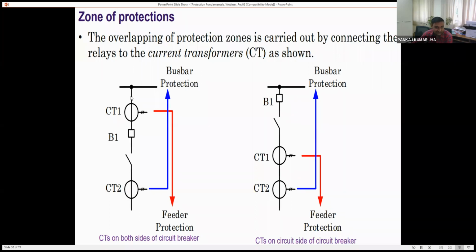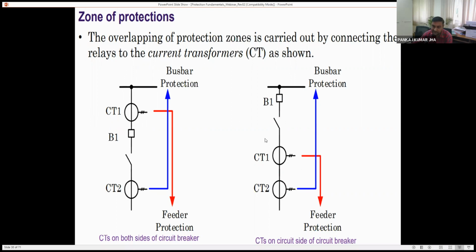If a fault is at this side of the current transformer, that fault will be covered by the bus bar protection and it will be immediately isolated. If a fault is at this location, that fault will be immediately cleared by your bus bar protection as well as your feeder protection. If a fault is on the feeder side, then that fault will be immediately cleared by your feeder protection. But generally, we don't always have two CTs on either side of the breaker.